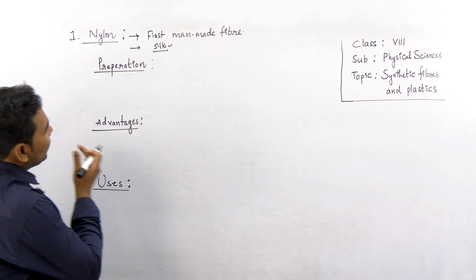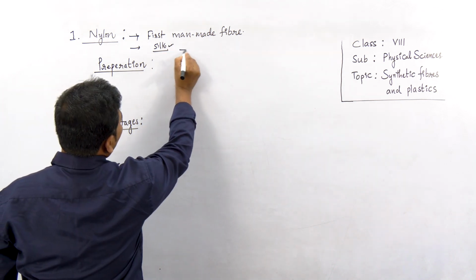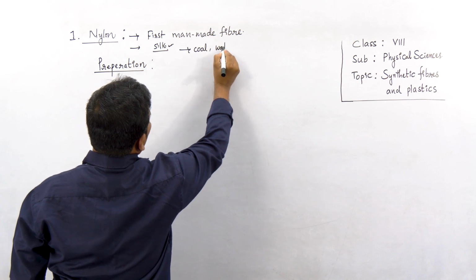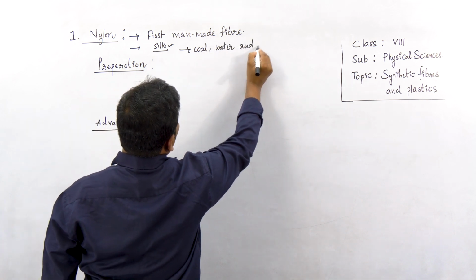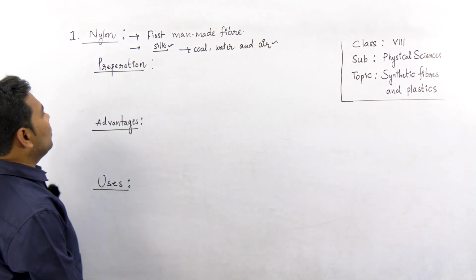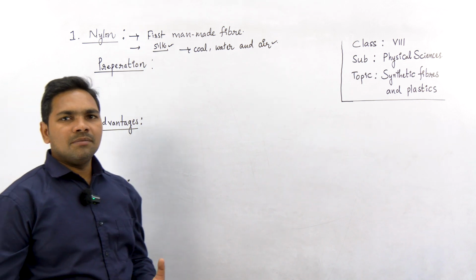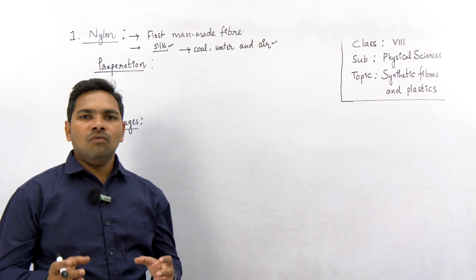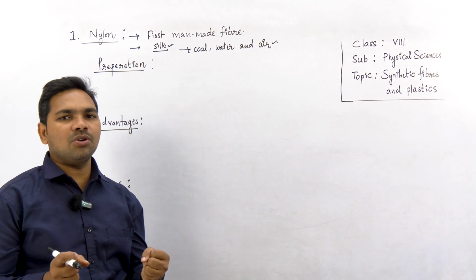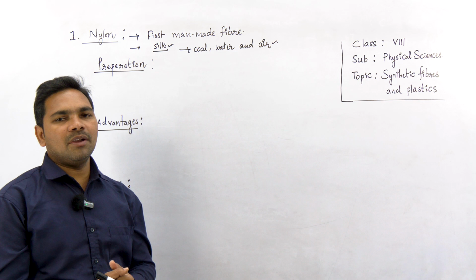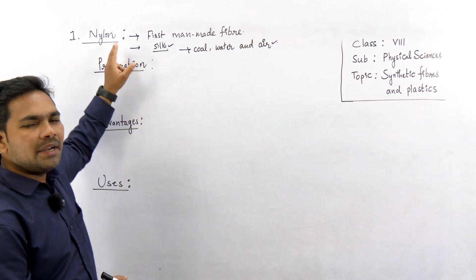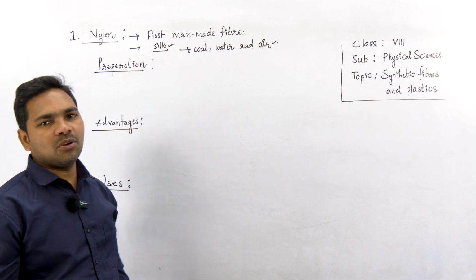Okay, this nylon is made from raw materials like coal, water and air. These are the raw materials of nylon. Nylon has many properties, like it doesn't absorb water, and it is also very strong compared to natural fibers. These unique properties of nylon made it very popular across the world.